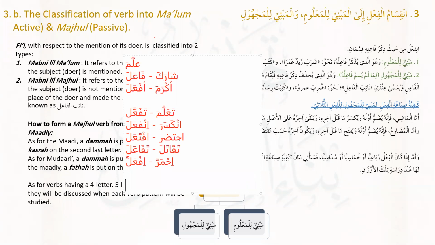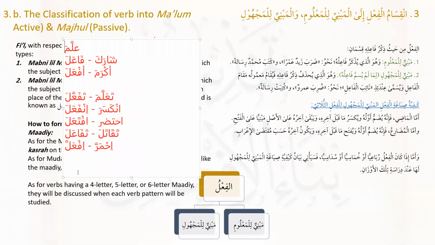I'm just mentioning these right now so that we could discuss the mabni al-majhul of each, even though I have said at the end of the slide, وَأَمَّا إِذَا كَانَ الْفِعْلُ رُبَاعِيًّا وَخُمَاسِيًّا وَسُدَاسِيًّا. We will learn how to form it later on, but let's just do it as a first time for now, and then inshallah once we study each one of these awzan in detail, it will be easier to remember, because that will be the second time we'll be doing it.